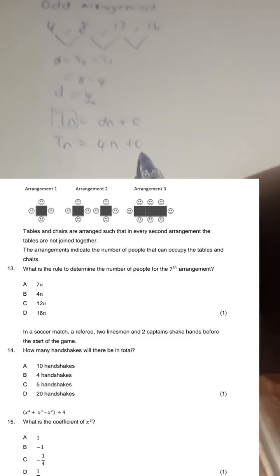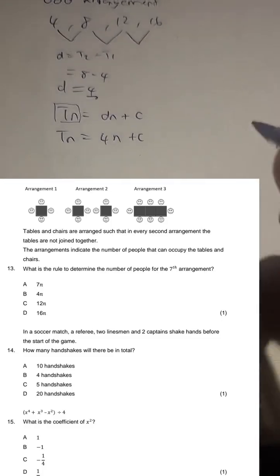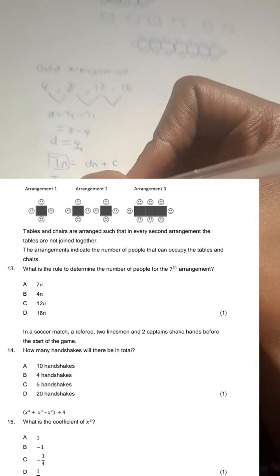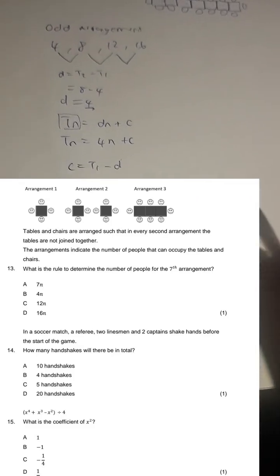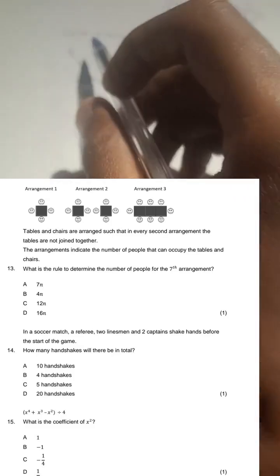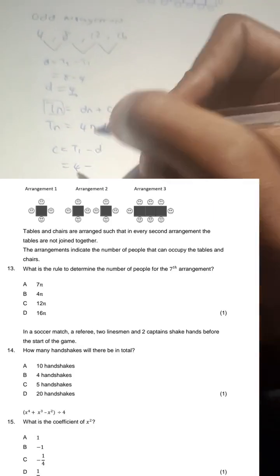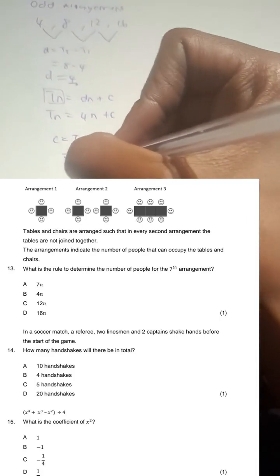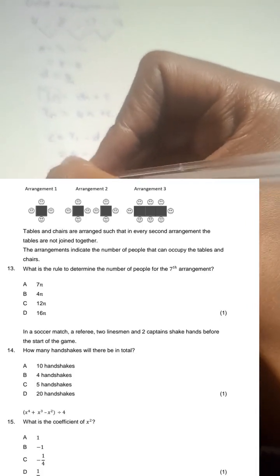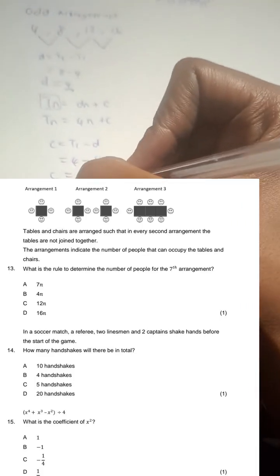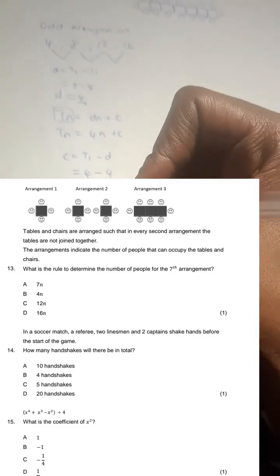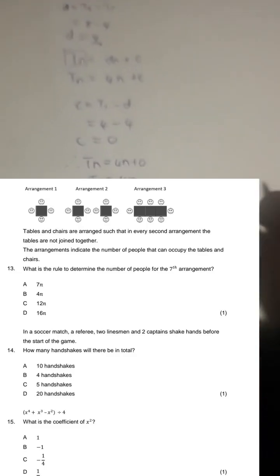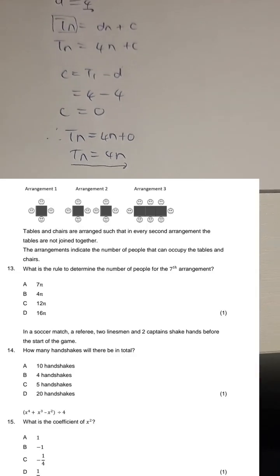In order to find C, there are 2 ways you can find C. There's a formula, guys, that says C is equal to T1 minus D. You could use that. So your term 1 here is 4 minus the constant difference, which is also 4. 4 minus 4 gives you 0. So C is equal to 0. Therefore, Tn is equal to 4n plus 0, which means Tn is equal to 4n. This is your general term to find.